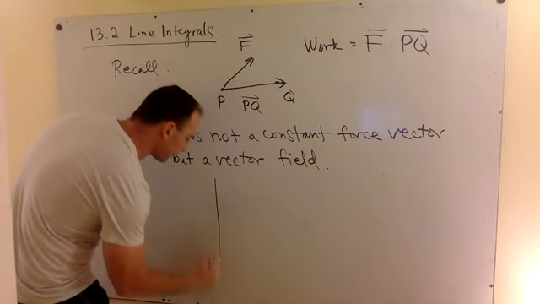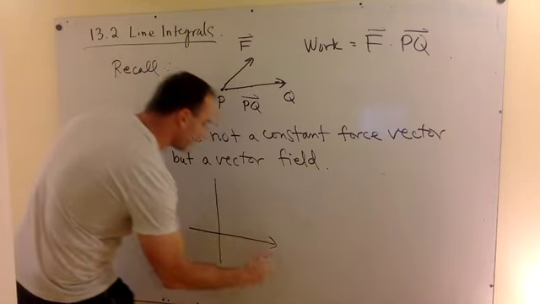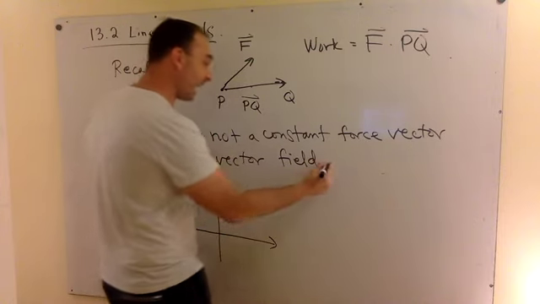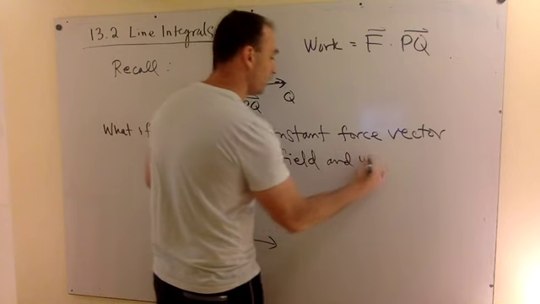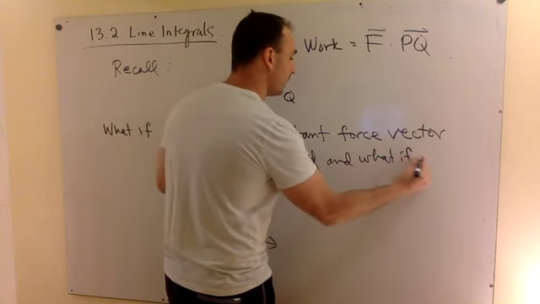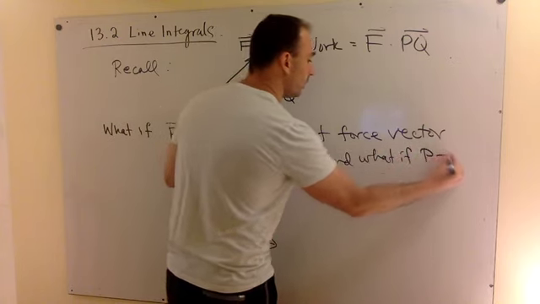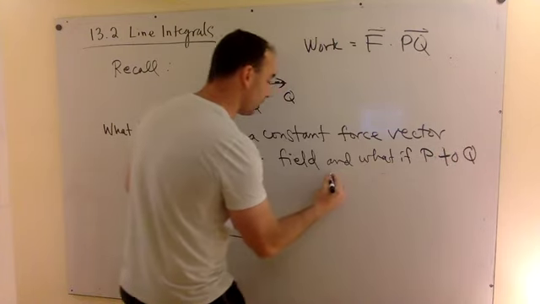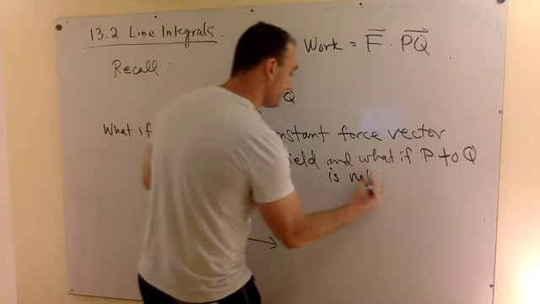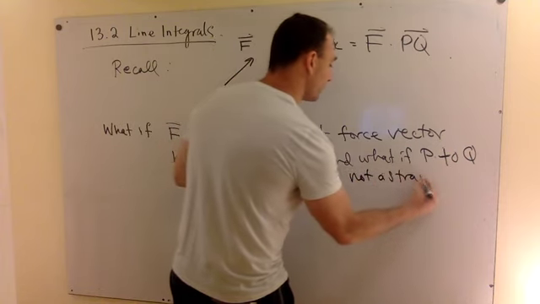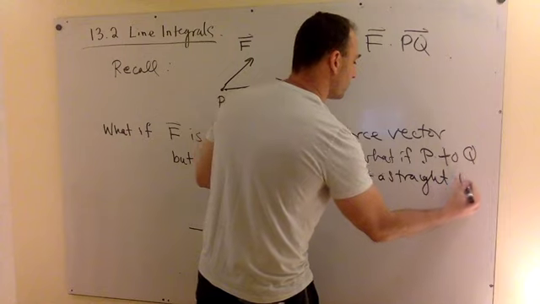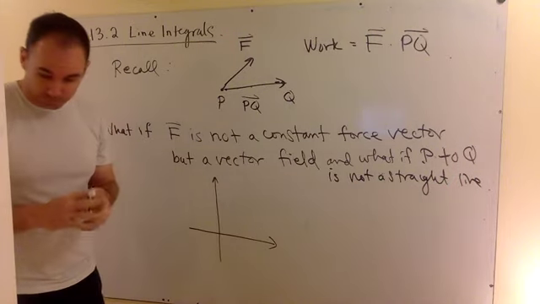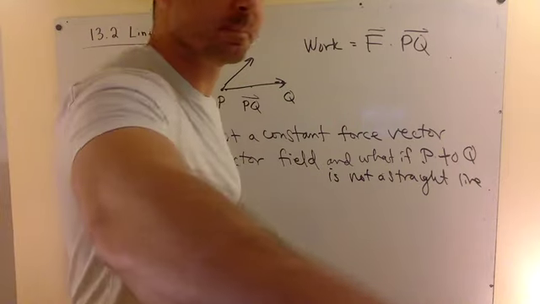So here's the picture. And also, what if F's not a constant force field? And what if the path from P to Q is not a straight line? Sorry to add to the question. So here's a picture of what we've got going on.